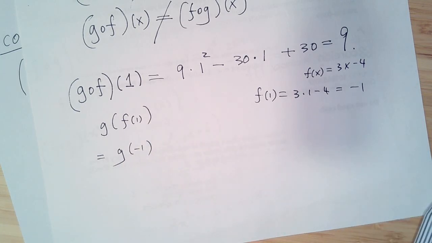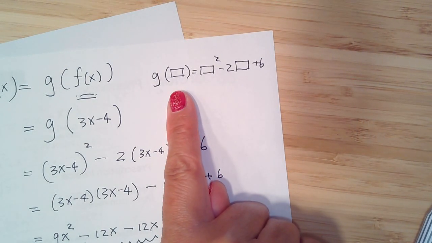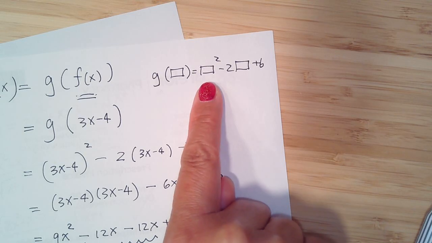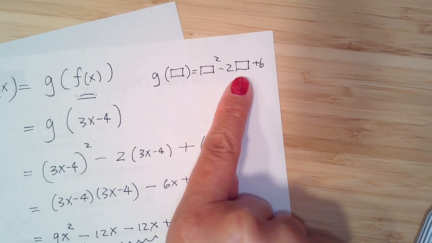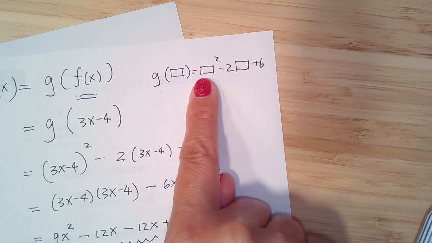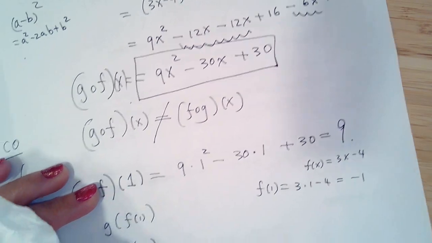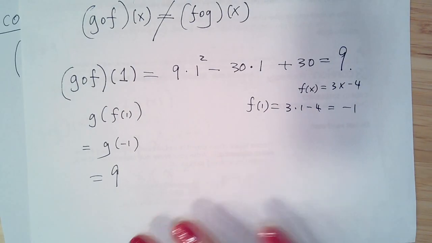And what is the g function? The g of x is this, right? So for g of negative 1, we plug in negative 1: negative 1 squared is positive 1, and here negative 2 times negative 1 is positive 2. Positive 1, positive 2, positive 6, that's 9. We get the same answer, okay?